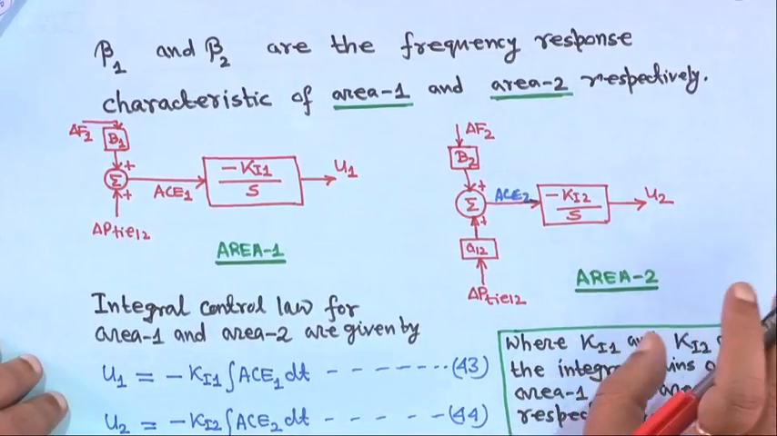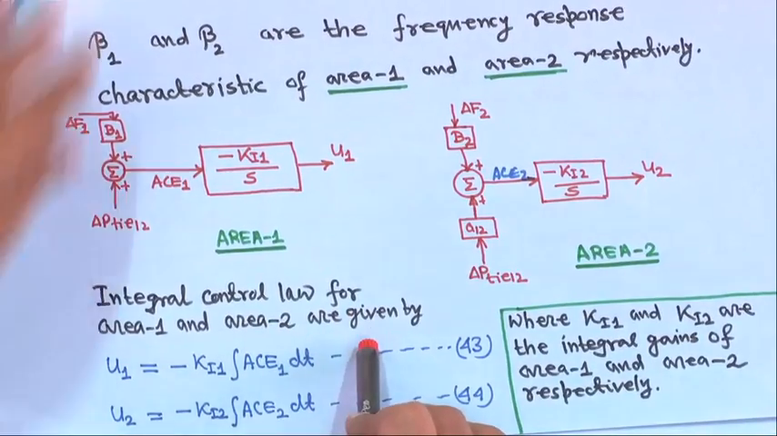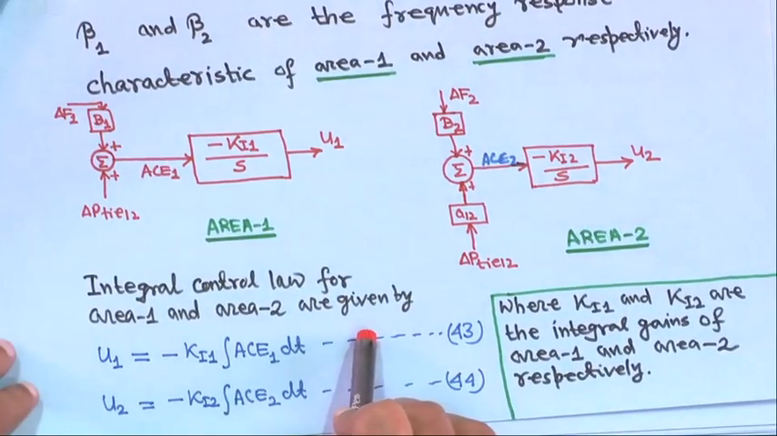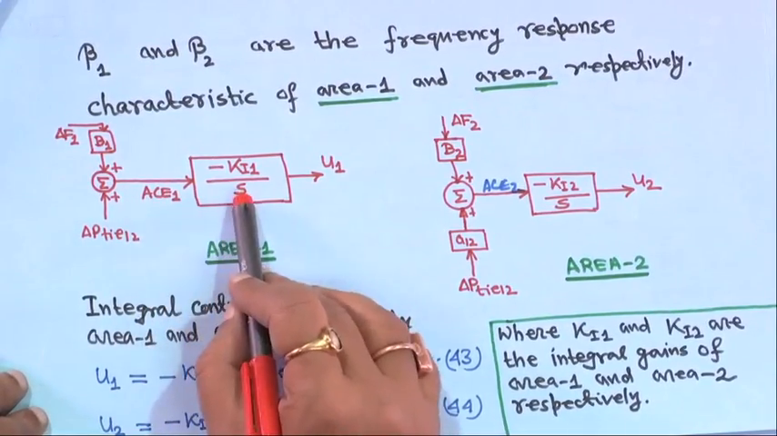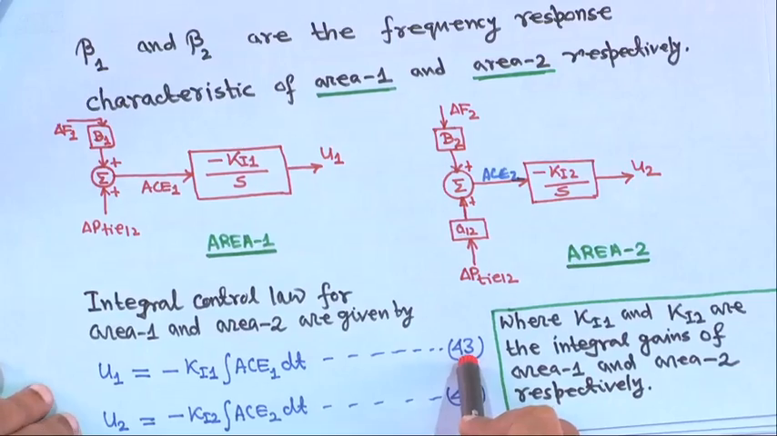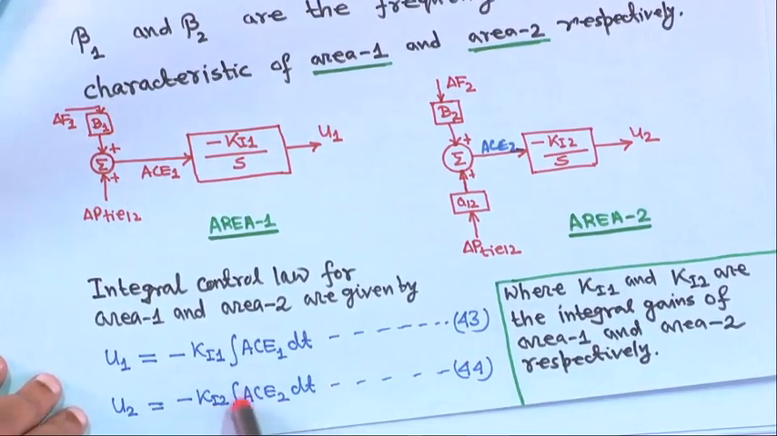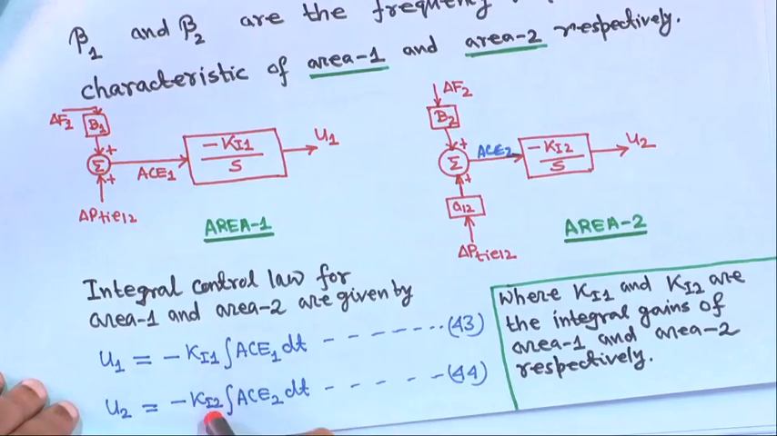So, that means the integral control is this. Now, this is integral control for area 1 and area 2, given by: u1 is equal to minus Ki1 times the integral of ACE1 dt, this is an integrator, equation 43, and u2 will be minus Ki2 times the integral of ACE2 dt, equation 44, where Ki1 and Ki2 are the integral gain settings for area 1 and area 2 respectively.